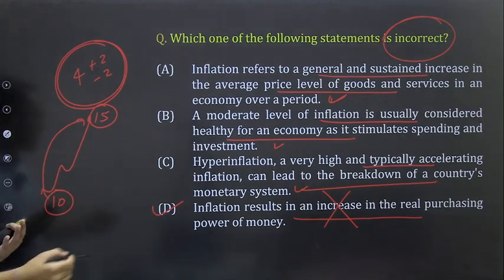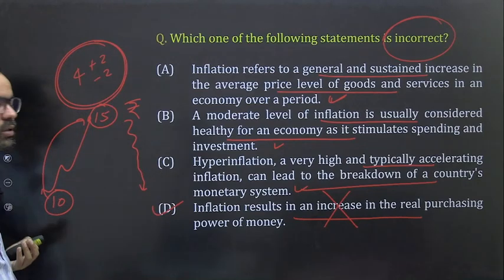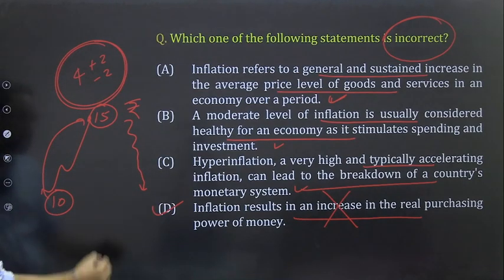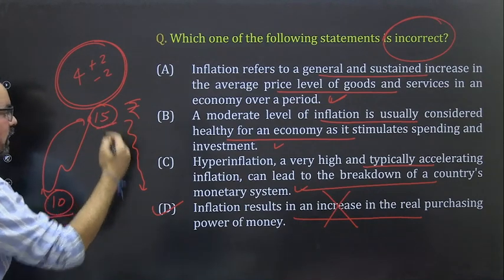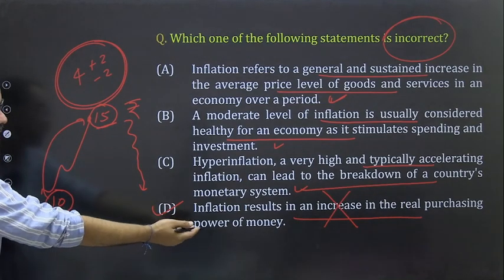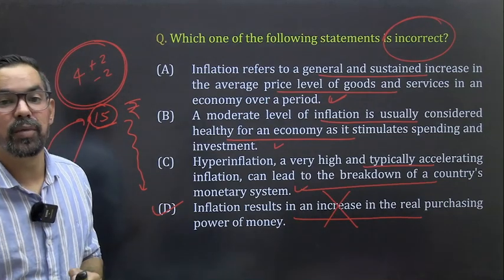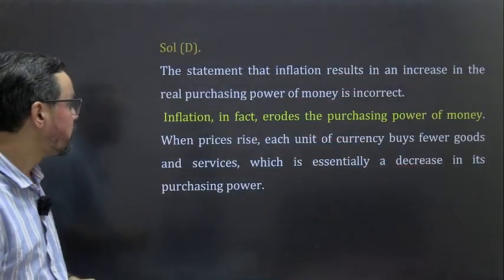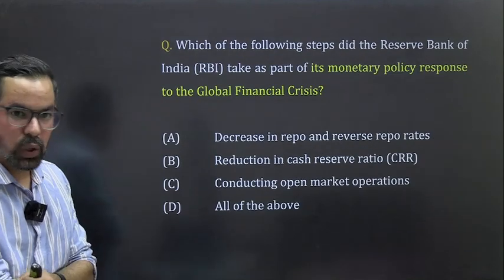As inflation increases, every rupee we own or have purchases a smaller percentage of goods and services. So earlier for 1 unit we needed to pay 10, now for 1 unit you need to pay 15 rupees. So that's why option D is correct, because it is an incorrect statement about inflation, right? So I hope this is clear to all of you, right?